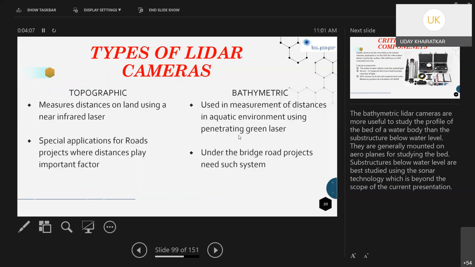There are basically two types of LiDAR cameras. One is topographic, which measures distance on land using a near infrared laser, with special applications for road projects where distances are an important factor. The other is the bathymetric camera, which is used for measuring distances in aquatic environments using a penetrating green laser. Under the bridge and road projects, we should actually use this type of camera also to study the underwater status of piers.